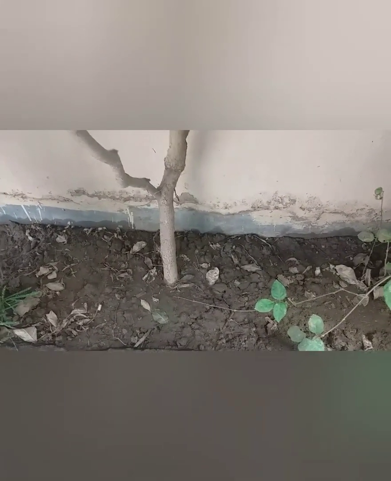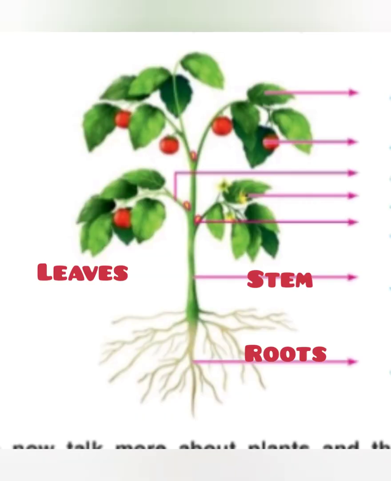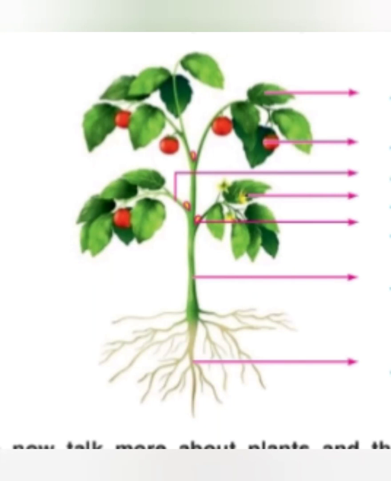The root is the underground part of the plant which fixes the plant and keeps the plant upright. And the shoot is the upper part of the plant, above the soil, which bears all the other parts of the plant like stem, leaves, branches, fruits, flowers, etc. So the plant has roots, stem, leaves, bud, flowers and fruits.